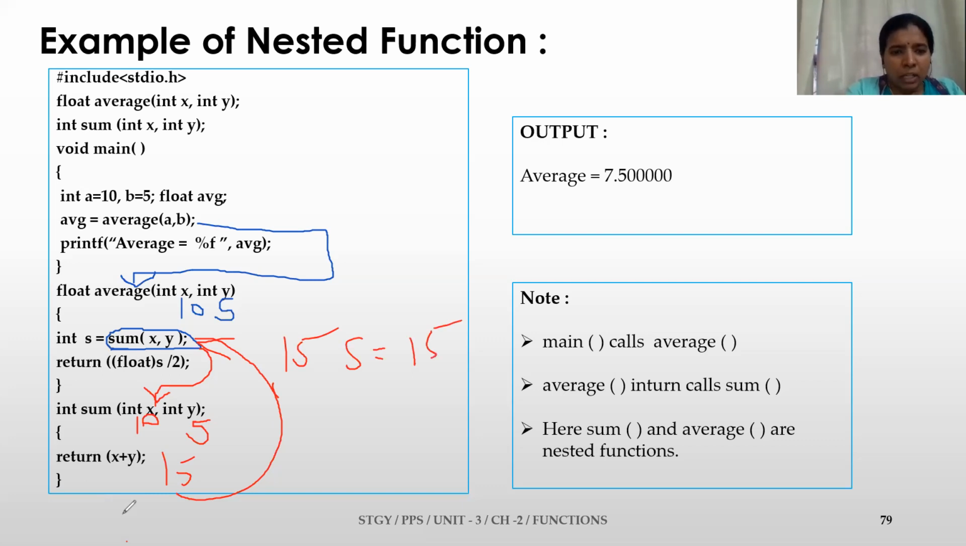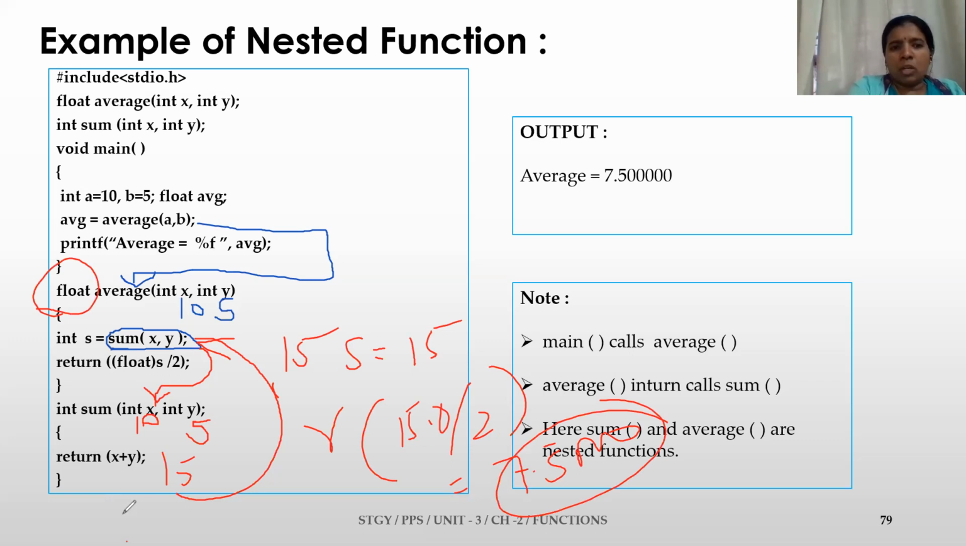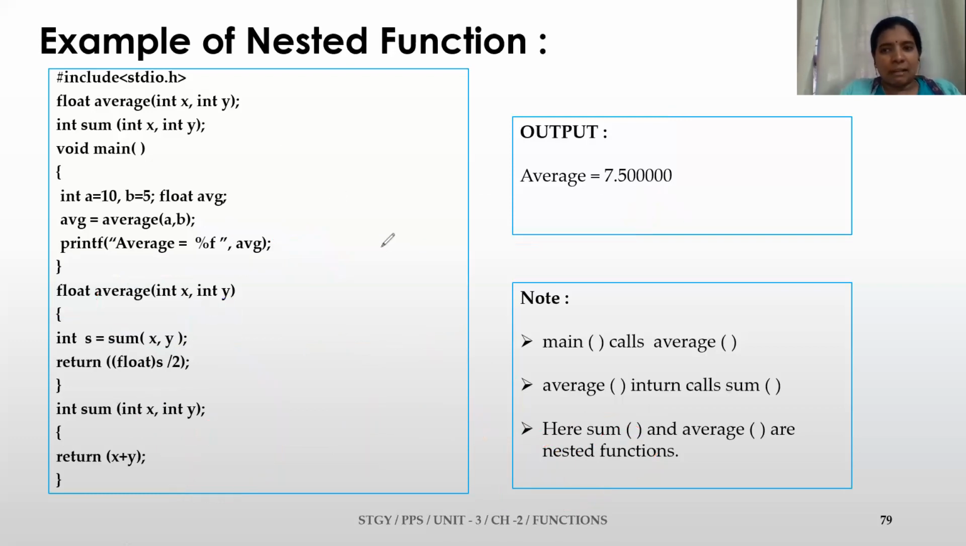After that, what do we have? Return of float of s by 2. Float of s makes it 15.0 by 2. What is 15.0 by 2? Obviously, it is 7.5. Because you are returning a float value, the return type of the function is float. So when I print the average value, it will be 7.500000. That's how we use this concept called nested functions. Here main calls average, so main is the calling function and average is the called function. But average in turn calls sum, so average becomes a calling function to the called function sum. Therefore anything can be a calling function or a called function.